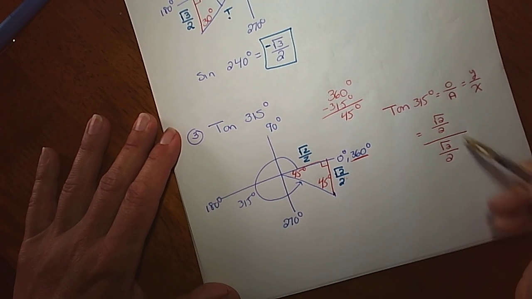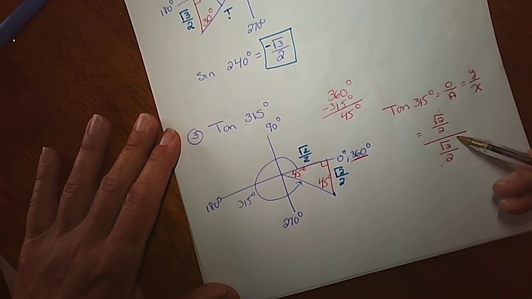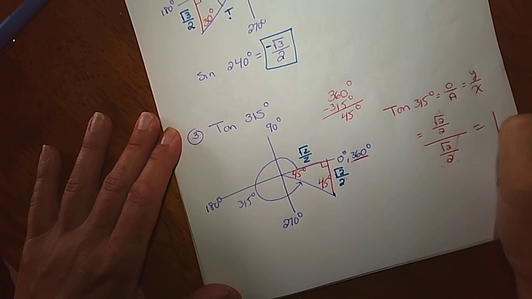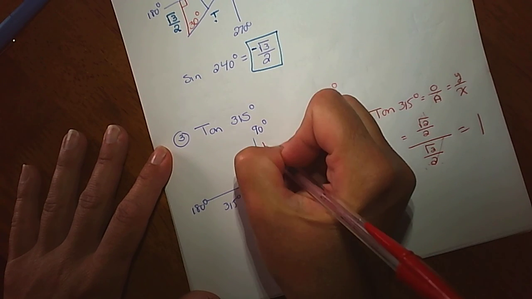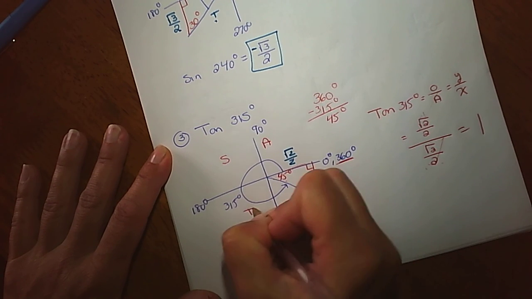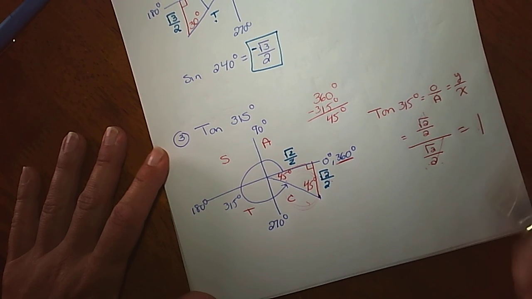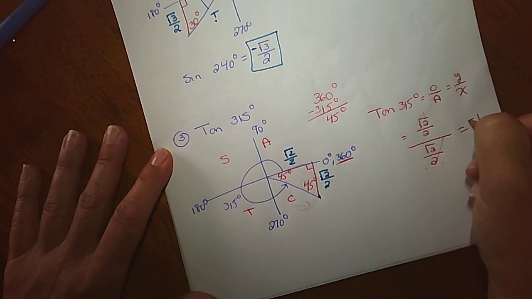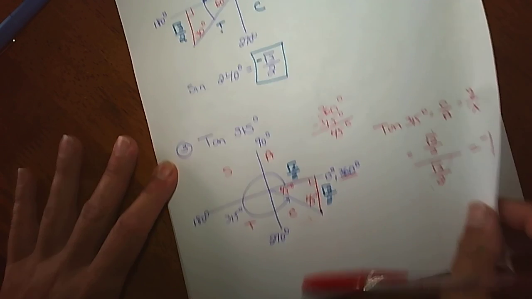Well, guys, when the numerator and the denominator are the same, they cancel each other out, and this becomes the number 1. So all we have to do now is check for ASTC. ASTC. This is the C quadrant. So what does that mean tangent has to be? That has to be -1. All right, so I'm going to have you guys try one more on your own, and then we're going to do something different.